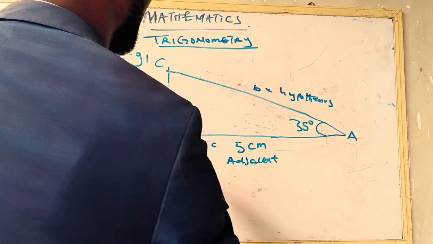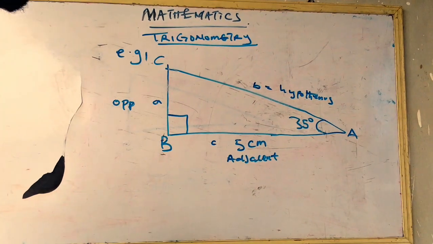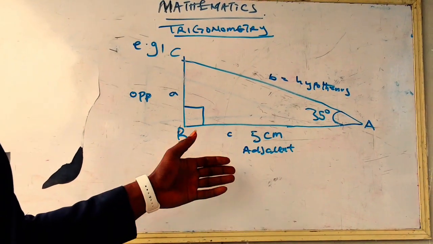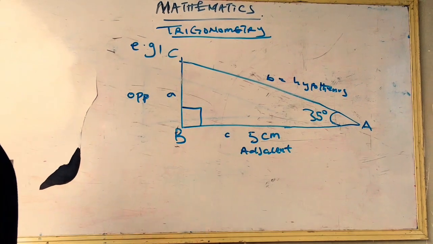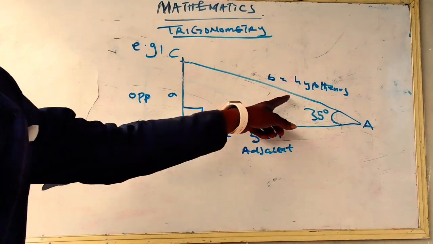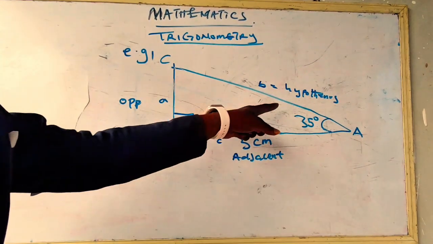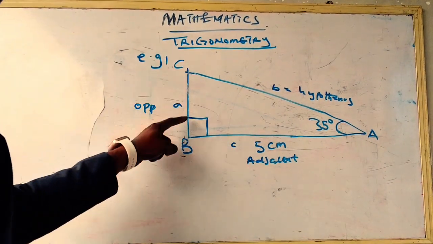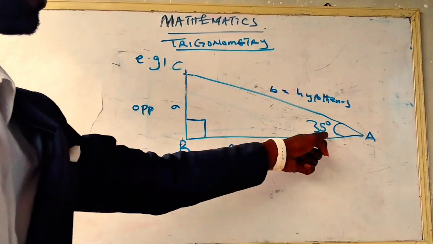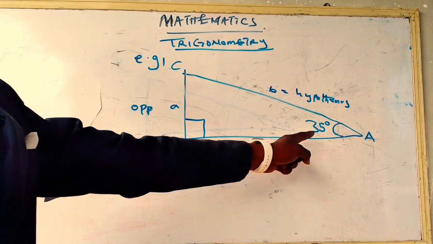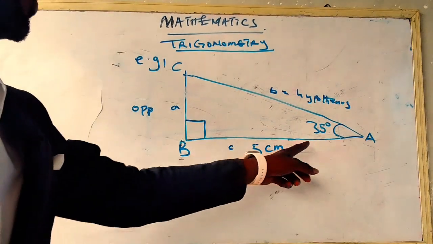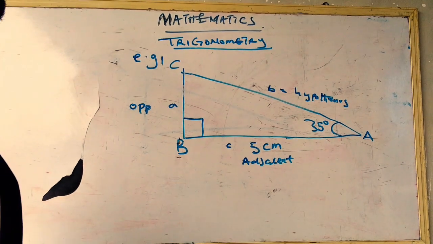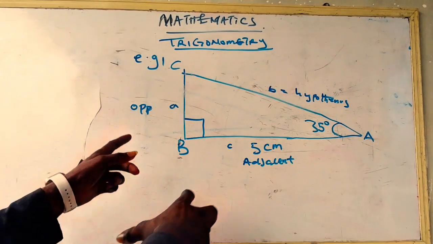So I've just given you the names of the sides of this right angle triangle, and I'm telling you the reason we give them those names. We call this one the hypotenuse because it's the longest side of this right angle triangle. This is called the opposite because it is the side facing this angle 35 degrees. This is called the adjacent, which is the third side. A right angle triangle has 3 sides.